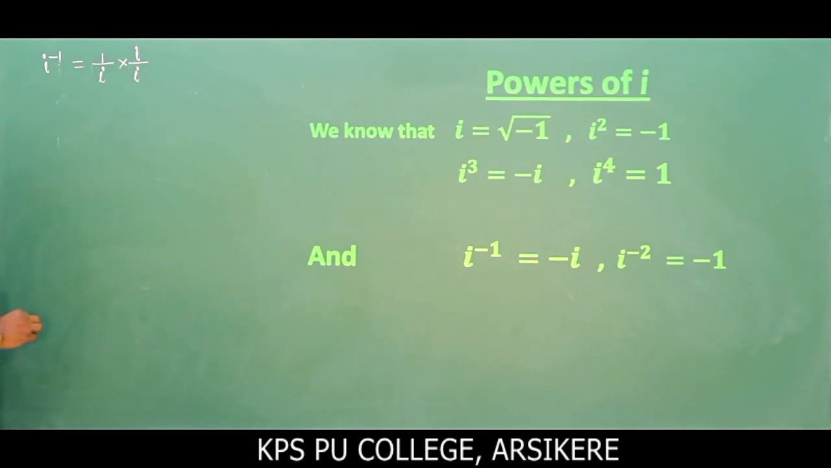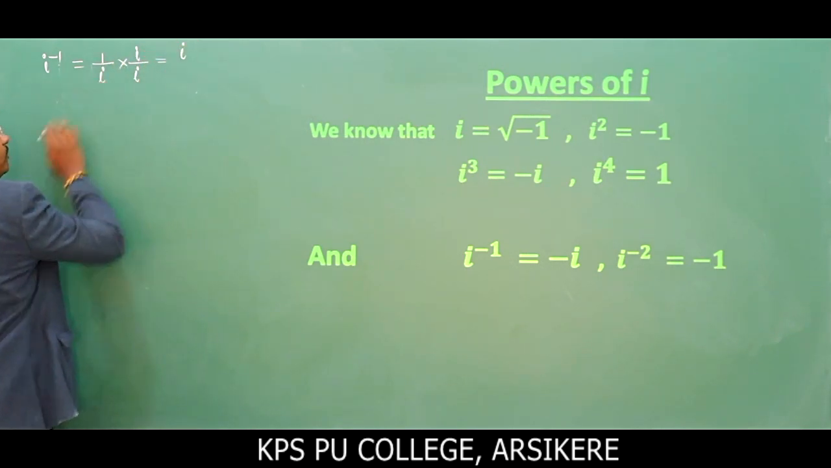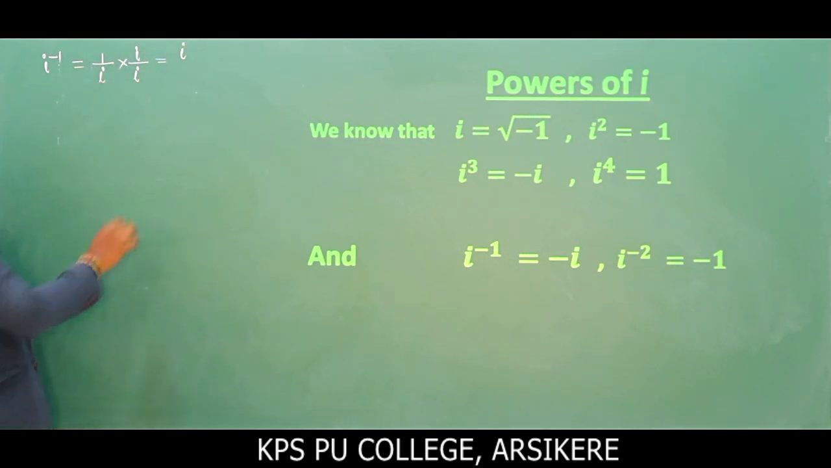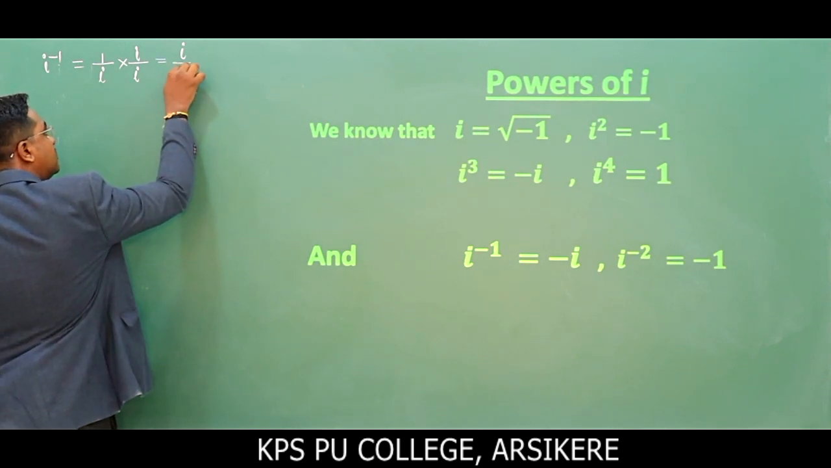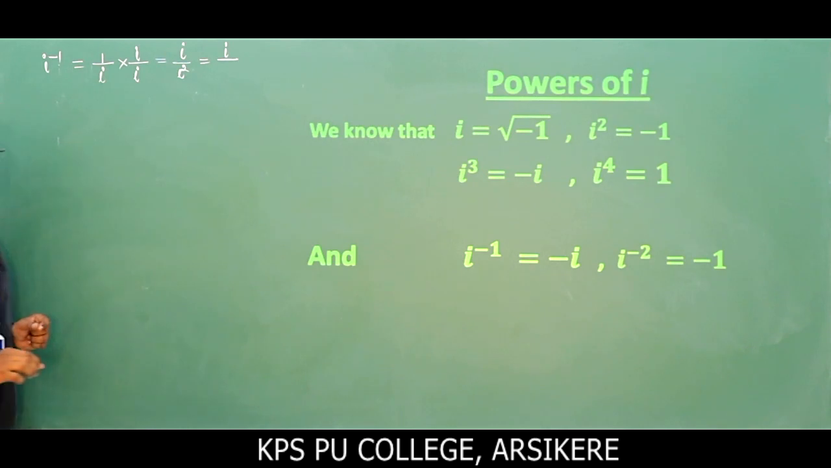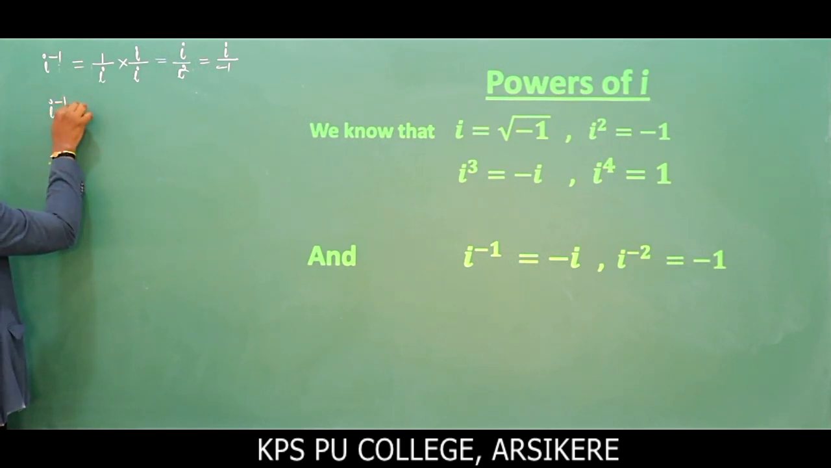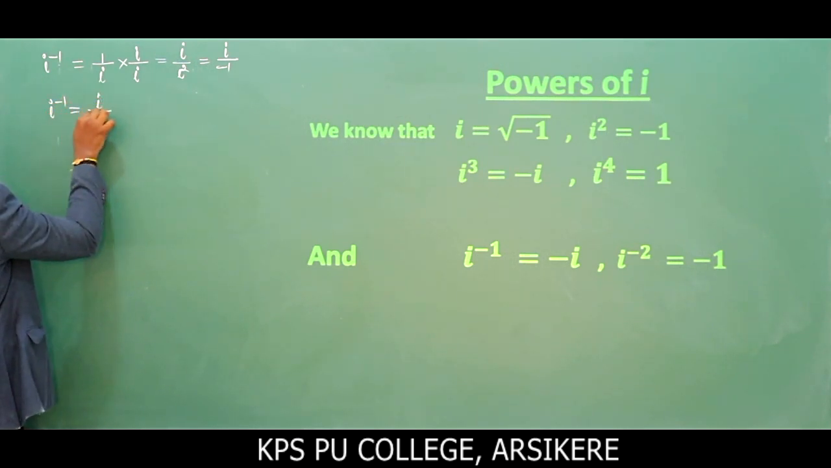Okay. Next simplification: 1 into i is i in the numerator. What about i into i? It is i square. So in total we are left with i divided by i square. Now tell me, what is i square value? That is minus 1. Therefore i power minus 1 is equal to i divided by minus 1.